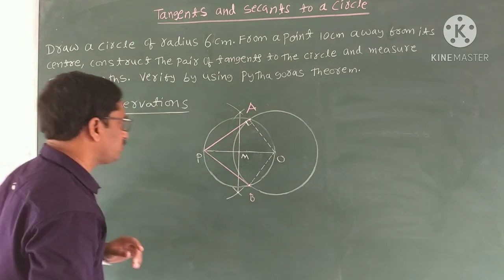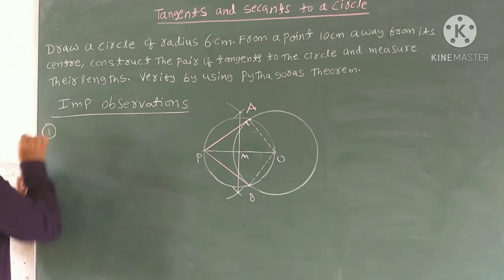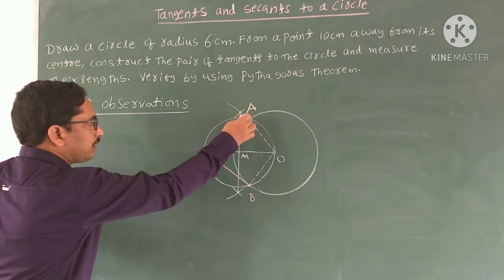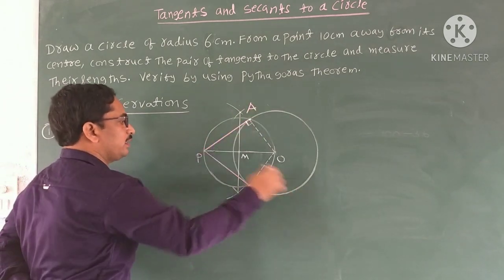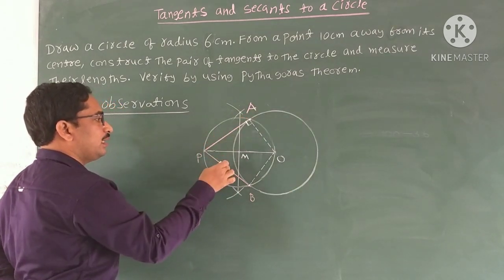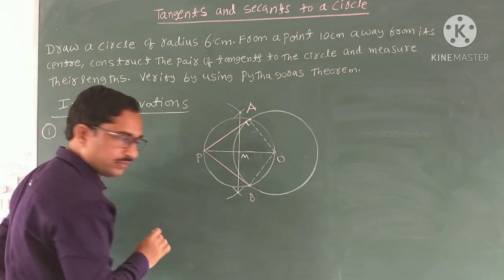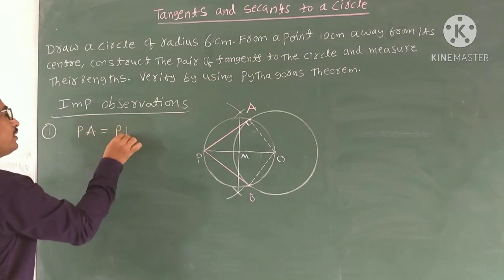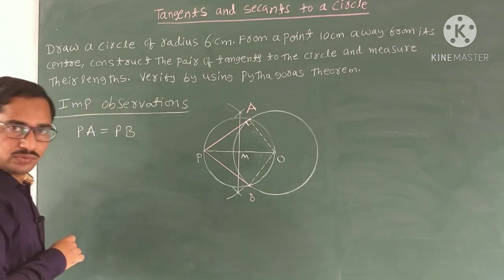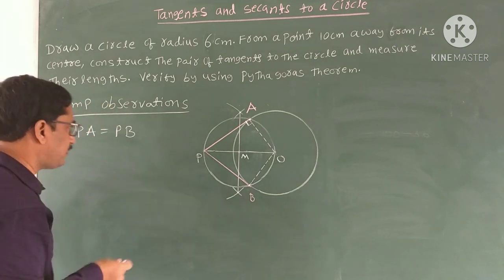So the first observation: the lengths of tangents are equal, meaning from an external point to a given circle we can draw two tangents and the lengths of tangents are equal, meaning PA equal to PB. The lengths of tangents are equal, PA equal to PB, the first observation.